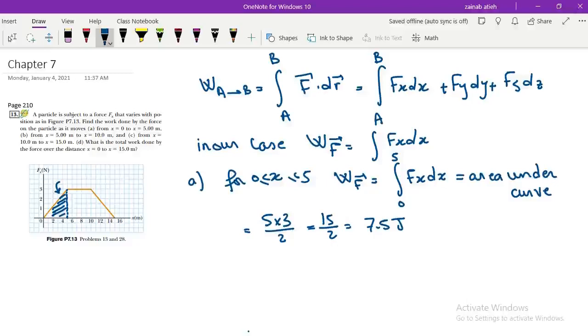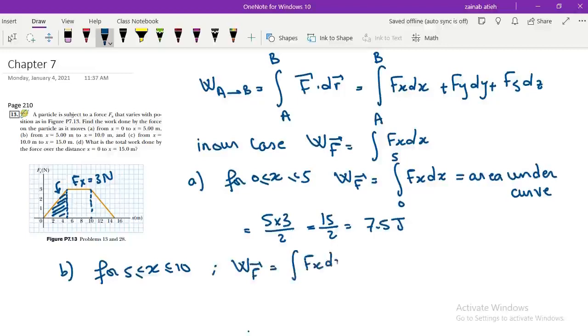In part B, you have to do the same, but for x between 5 and 10. If you look at this part, you can see that Fx is constant. It's equal to 3 Newton. So I can directly apply the formula. It's easy. Work of F is equal to the integral of Fx dx. I will substitute for Fx. It's 3 dx. X varies from 5 till 10.